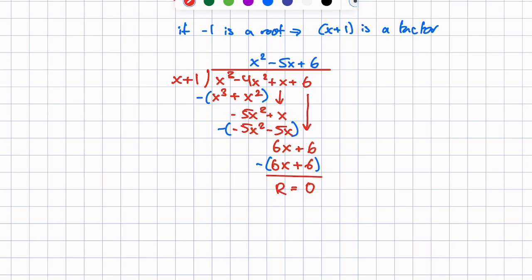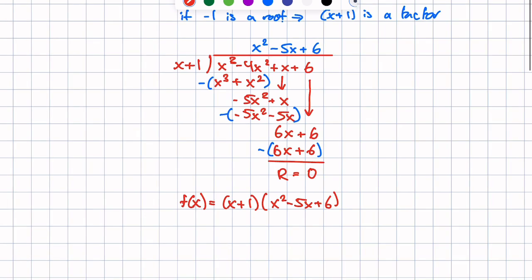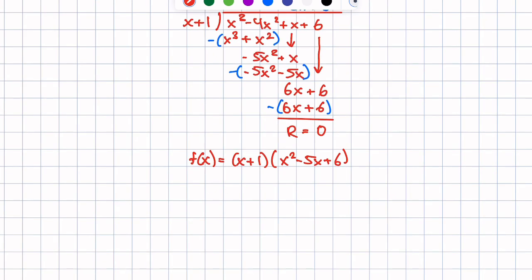And so now what we have with that information is that our function can be decomposed into the factor that we know, so x plus 1, times this resulting quadratic up top, so x squared minus 5x plus 6. Okay. Now from here, this should be pretty straightforward. All we're going to do is recognize, well, this is just a regular old quadratic. I can factor this with our standard factoring technique.